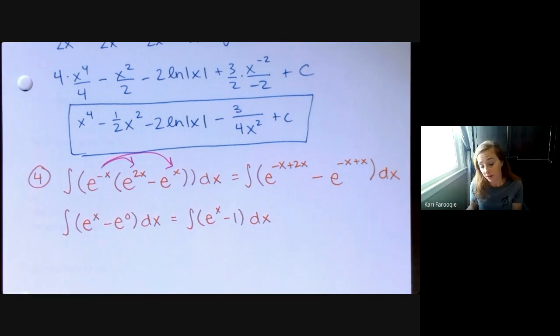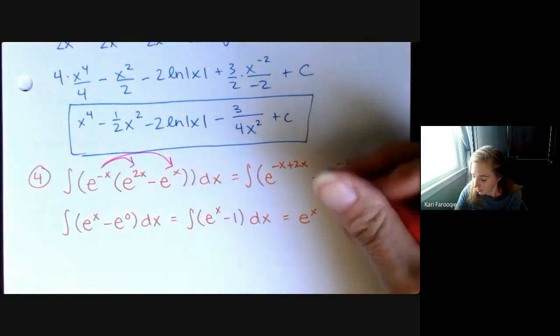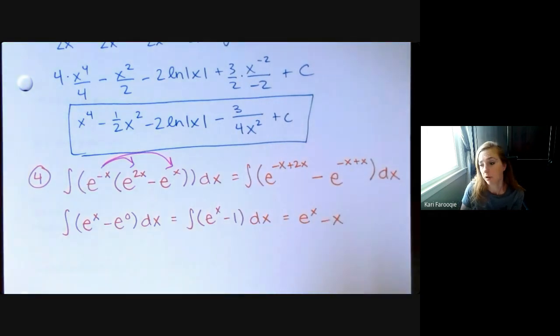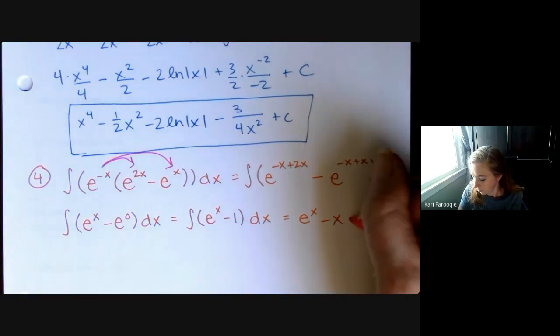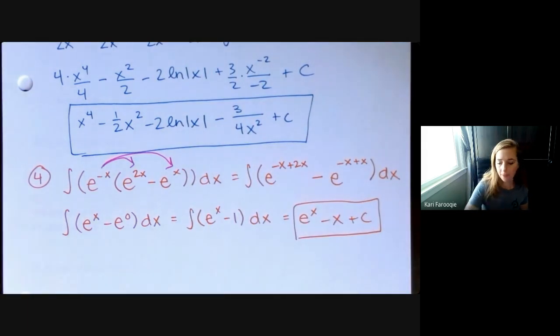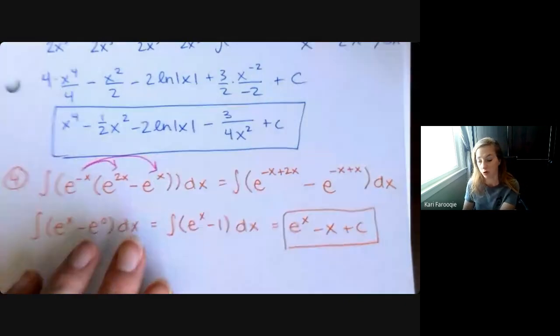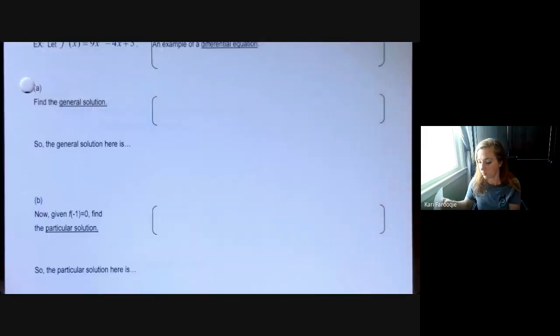Now it's ready to integrate, and this is actually a really straightforward one. I know that the integral of e to the x is e to the x. The integral of 1 is just 1x. Don't forget your plus c. Okay. Wonderful. I have one more for you on the next page, and then we'll talk about these differential equations and initial value problems.